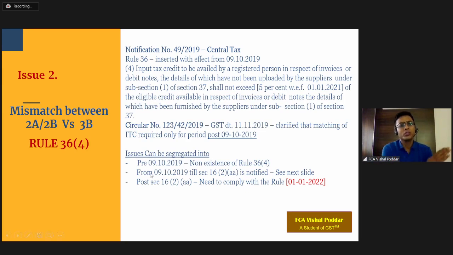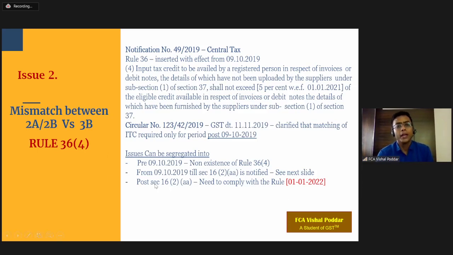One, notices of the period prior to this Rule 36(4): no problem at all. Two, notices covering the period between 9th of October 2019 till notification of 16(2)(aa), that is up till 1st of Jan 2022. I still believe that we are in a favorable position. How to handle notices of this period, we are going to discuss in the coming slides. But from 1st Jan 2022 onwards, it is very difficult to fight on this issue. In other words, I personally would recommend that you comply with 2A, 2B reflection, and only on that basis avail the credit in 3B for any period post 1st of Jan 2022.